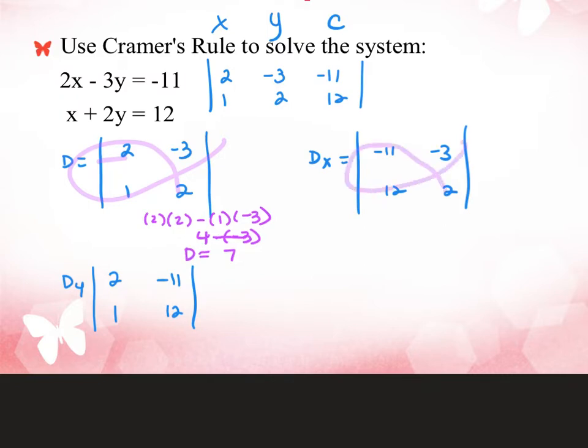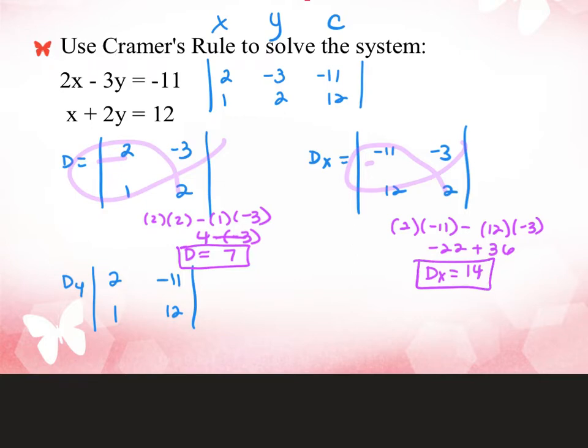Go to the next one. Same order, 2 times -11 minus 12 times -3, -22 plus 36, which is 14. And the last one, 12 times 2 minus 1 times -11, 24 minus a -11, which is 35.